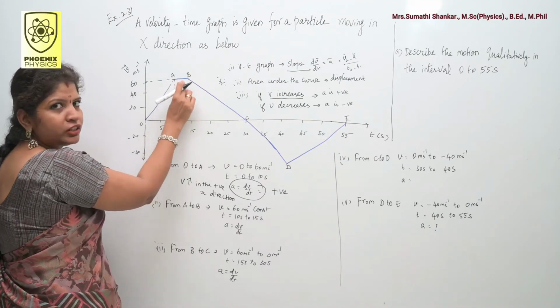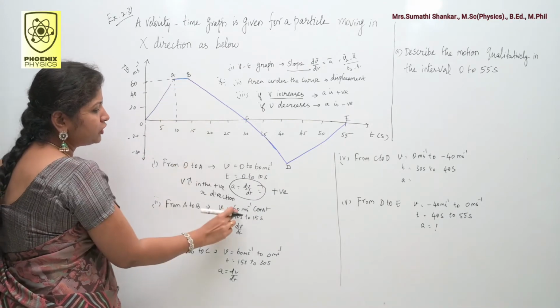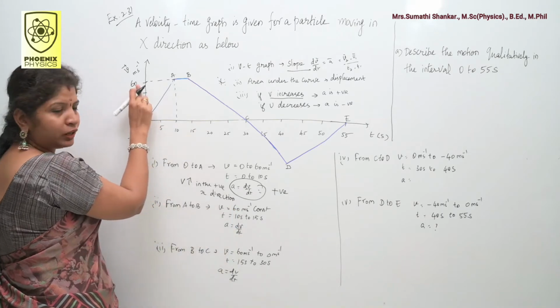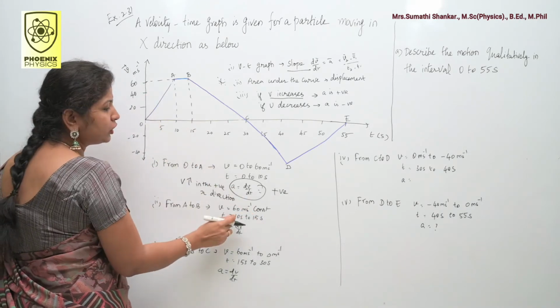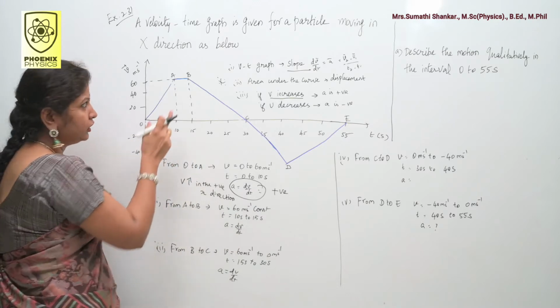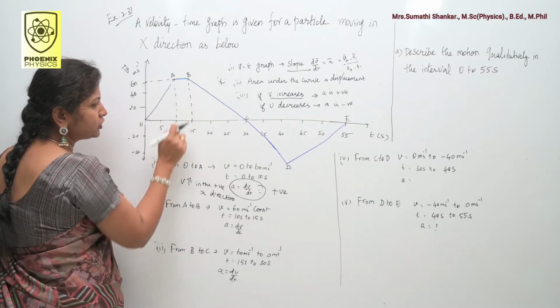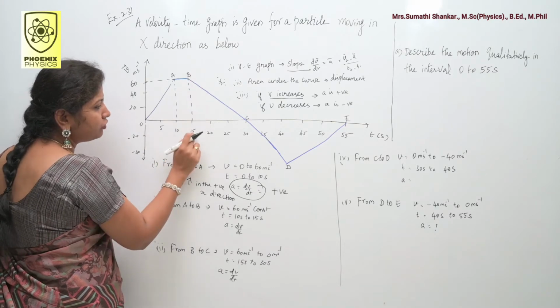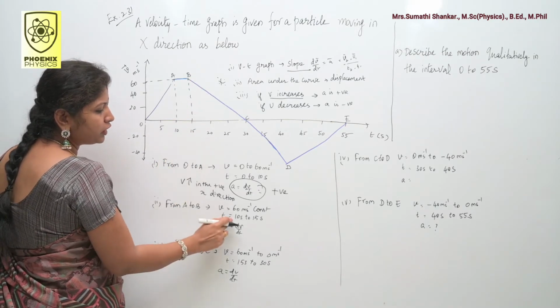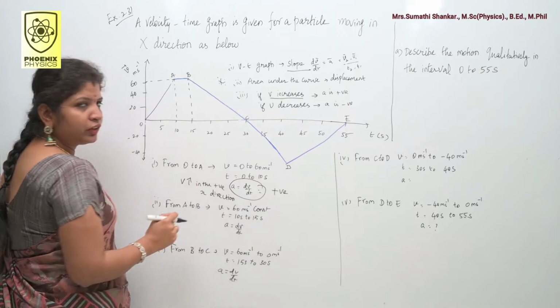Second one, from A to B. Here the velocity is constant. v is equal to 60 meter second minus 1. Here t is equal to 10 to 15 seconds. The corresponding time for A is 10, the corresponding time for B is 15. So t varies from 10 seconds to 15 seconds.